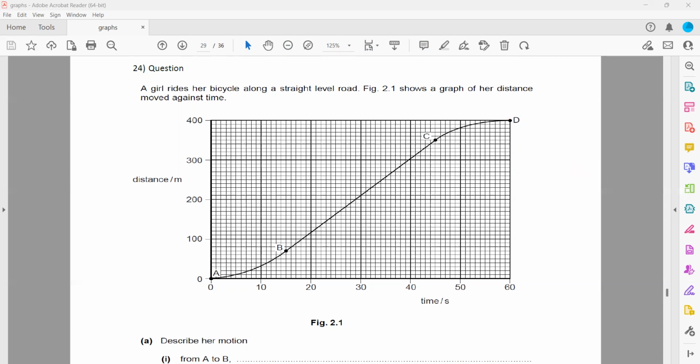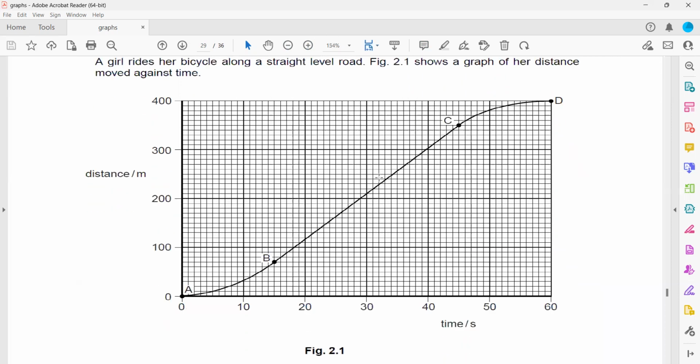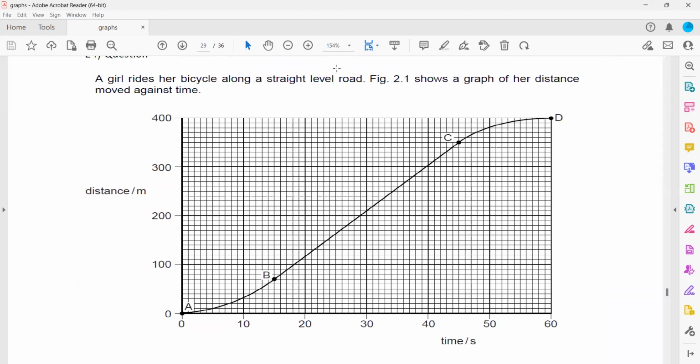For the maximum speed, find the region where the slope is maximum. The slope is maximum between B and C. So we just have to find the speed from B to C. How much distance is traveled from B to C? At point B, what was the distance? 10 boxes equals 100, so each is 10. So this one is 70. And this one is 310, 20, 30, 40, 50, so 350. The distance covered is 280 from B to C.